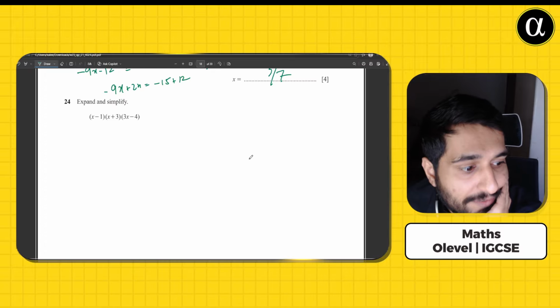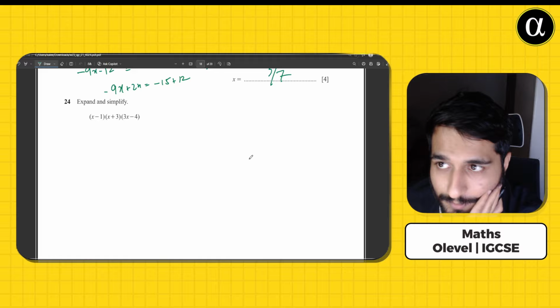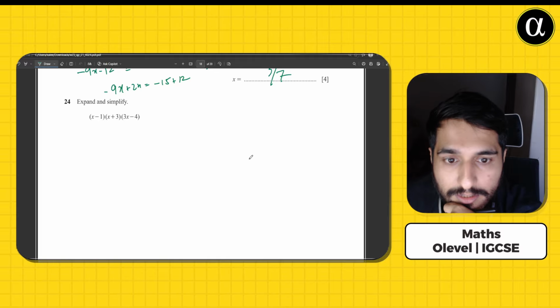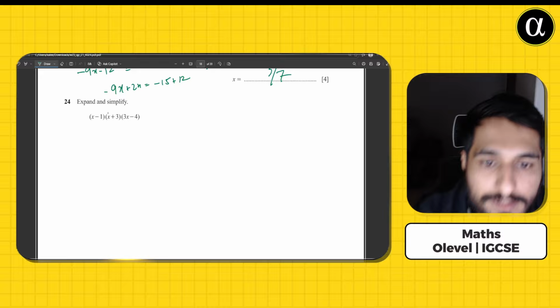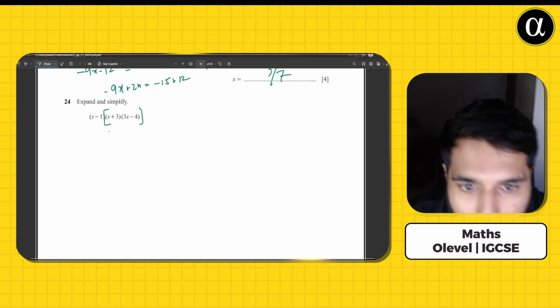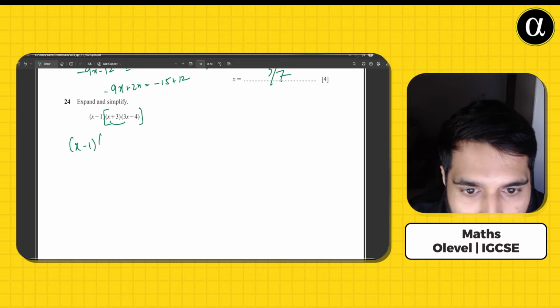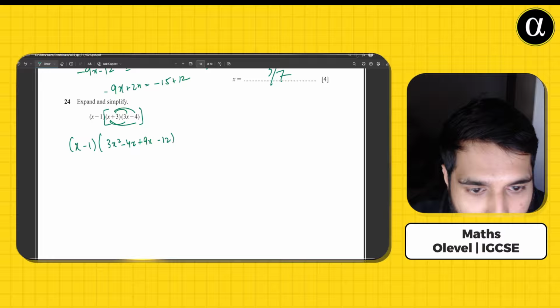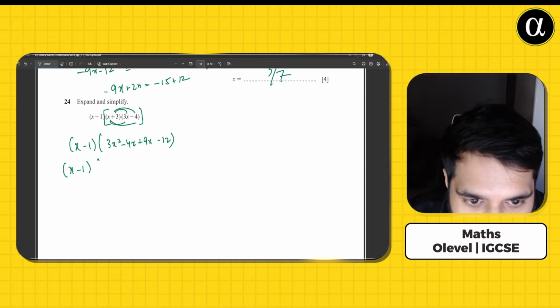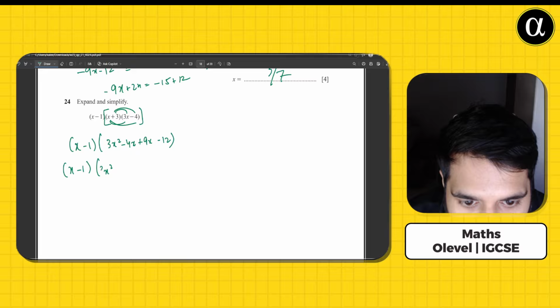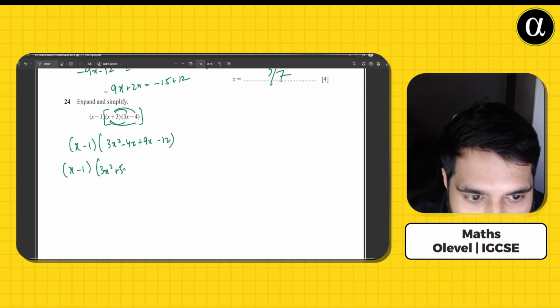We need to expand and simplify this case. It seems to be a cubic equation because there are 3 brackets being multiplied and each bracket has a value of x inside of it. So let's solve this part first. The latter part, I find it easier when it's a cubic multiplication, and it's going to be x times x. That's going to give us 3x squared, and x times 4 is going to give us minus 4x, and 3 times x is going to give us plus 9x, and 3 times minus 4 is going to give us what? That's going to give us minus 12. Times (x minus 1) is equal to 3x squared plus 5x minus 12.